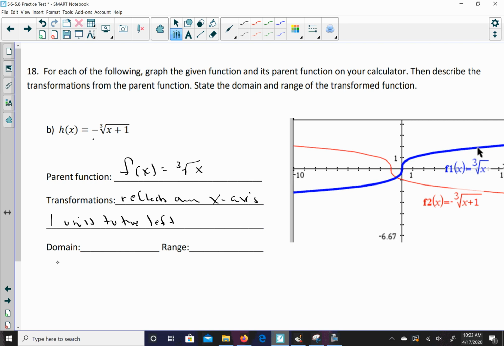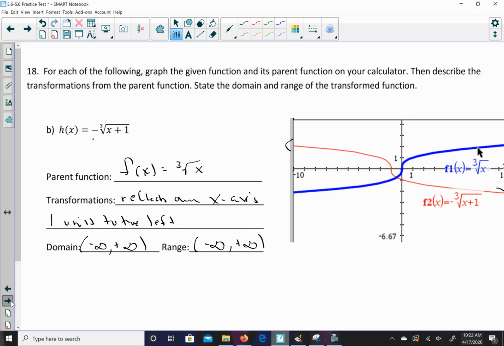My domain is my x values. Well, again, it looks like it goes both left and right without end. So I'm going to say negative infinity to positive infinity. My range is my y values. Again, it looks like it's going up and down without end. So I'm going to say negative infinity to positive infinity.